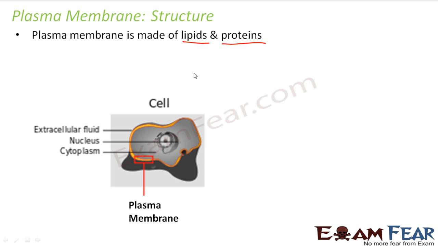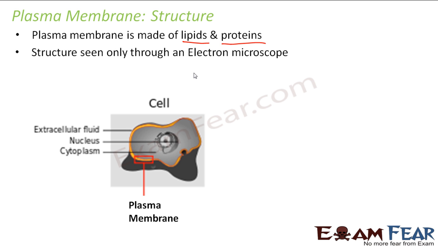So we will talk about lipids quickly. For now you understand that the plasma membrane is made up of lipids and proteins. The structure of the plasma membrane can be seen only through an electron microscope, which has very good efficiency, because you cannot see a cell with your naked eye, right? Even we can't see the cell. So when I talk about the structure of a plasma membrane, you obviously need an even better microscope, right?